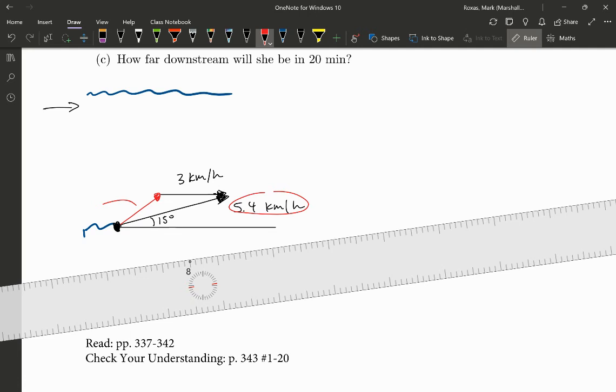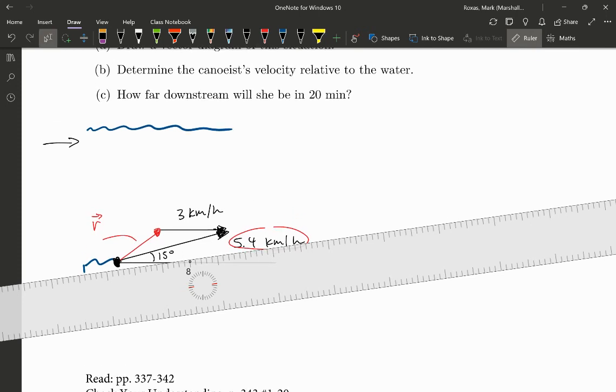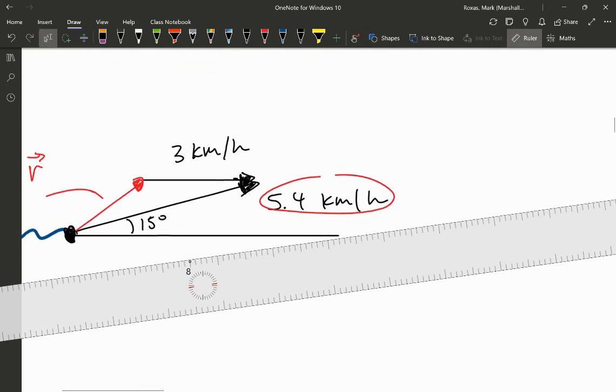Okay, so this is the vector diagram. Let's call this red one, and let's call this the resultant. I guess we're going to solve for that one. Okay, and so there's my vector diagram. Part B says determine the canoeist's velocity relative to the water. So to determine that velocity, we recognize that we have a triangle here.